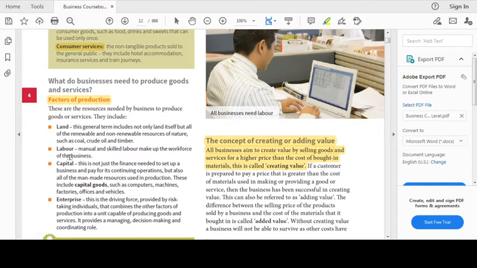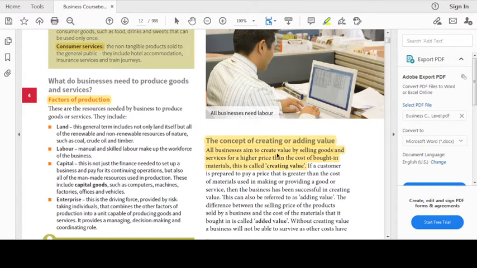The combination of these four things makes a business. So factors of production are involved in every business. Some businesses might have more land, less labor, more capital, less labor, but the combination of these things you will always find in every business. Another concept that we will be talking about is the concept of creating or adding value. So what is creating or adding value?